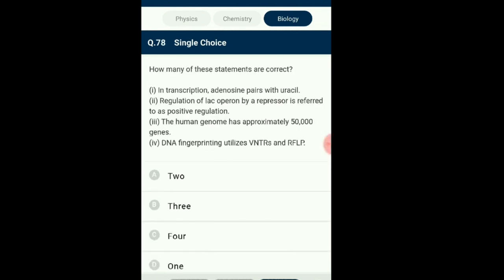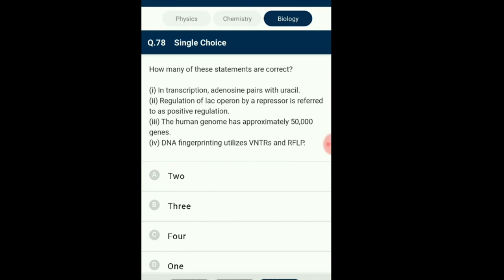Question number 78. How many of these statements are correct? In the transcription process, mRNA is synthesized from DNA as a template. In it, for making RNA, adenine of DNA pairs with uracil, as thymine is not part of RNA.